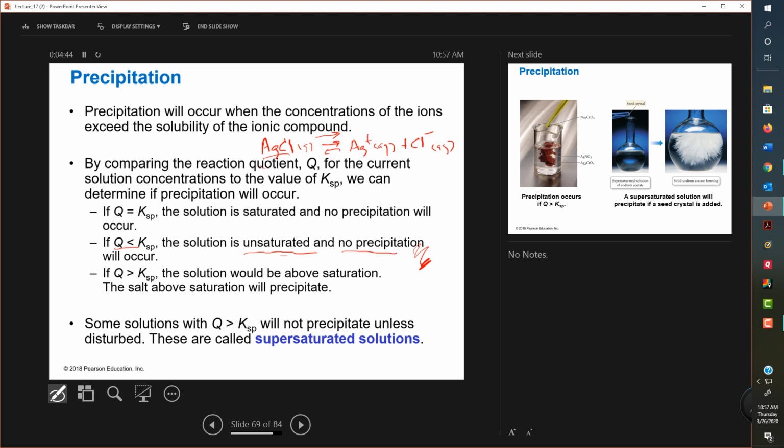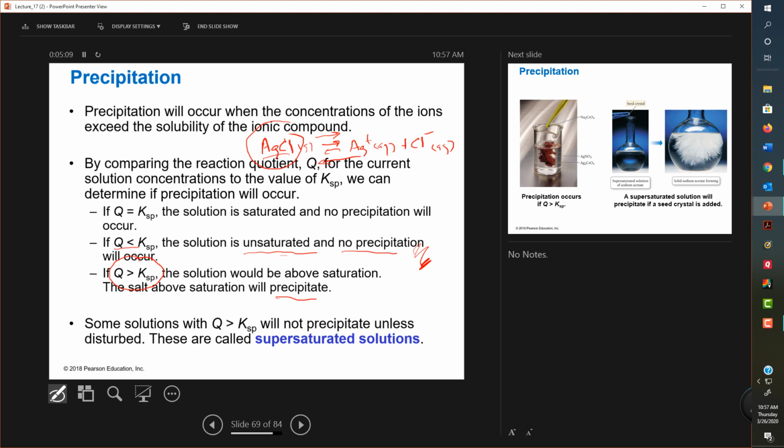If Q is greater than the equilibrium constant, called the solubility product constant here, then the reaction is going to go in reverse in order to get Q down to KSP, and that means more solid's going to form, so you will see a precipitate. And if Q equals KSP, then you do have a saturated solution.